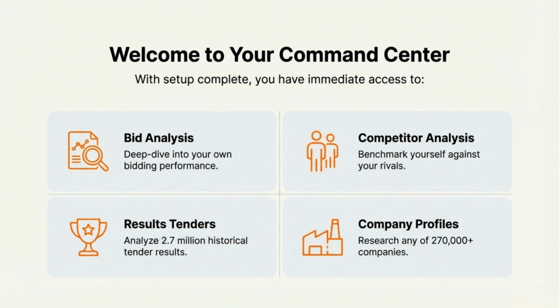With setup complete, you now have immediate access to 4 powerful modules. First, Bid Analysis, where you can deep dive into your own bidding performance across categories, states, and departments. Second, Competitor Analysis. Benchmark yourself against your rivals with head-to-head comparisons and value band insights. Third, Results Tenders. Analyze 2.7 million historical tender results to understand winning patterns and pricing strategies. And fourth, Company Profiles. Research any of 270,000 plus companies participating in government procurement. Everything you need to win more government contracts is now at your fingertips.